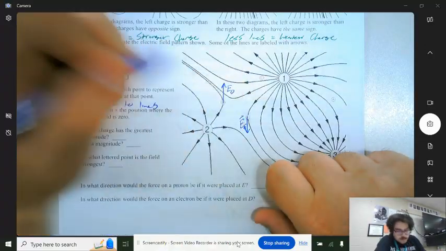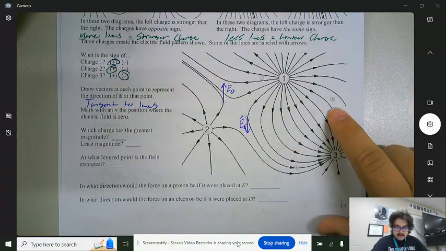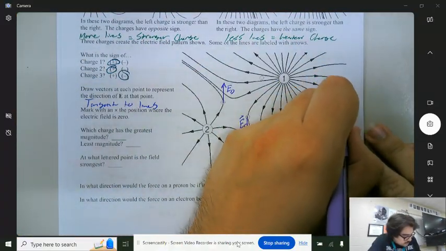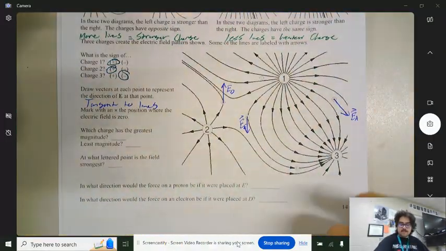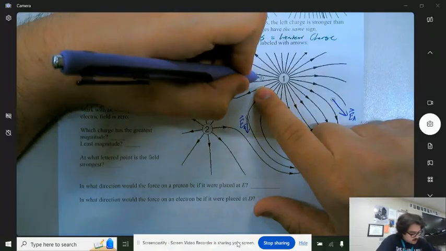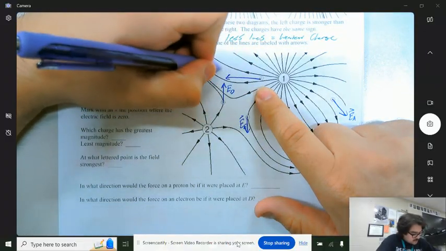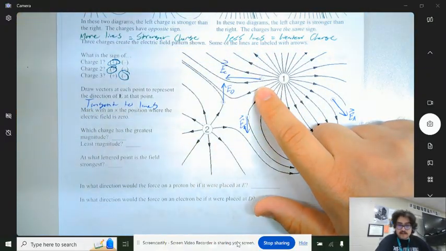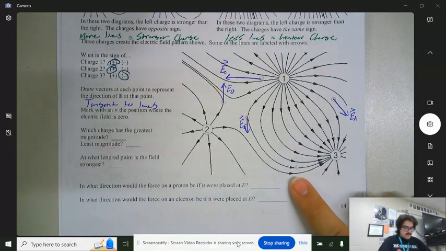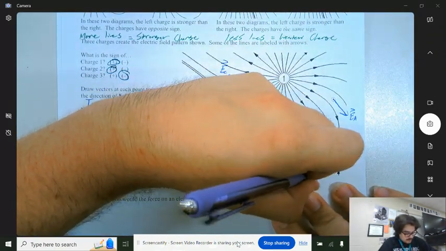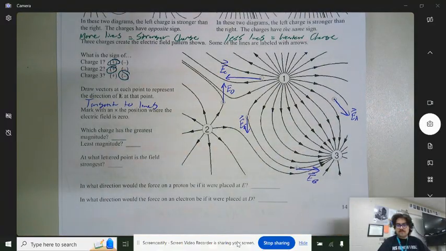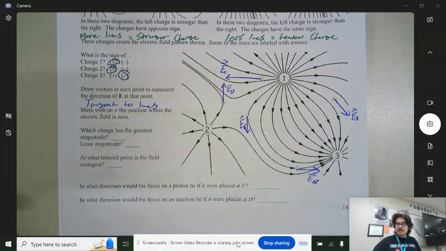E, it's going to be tangent to the line. That's EE. A is going to look kind of like this. That's EA. C is going to go directly to the left. That's EC. B is, again, tangent to the line that way. That's EB.